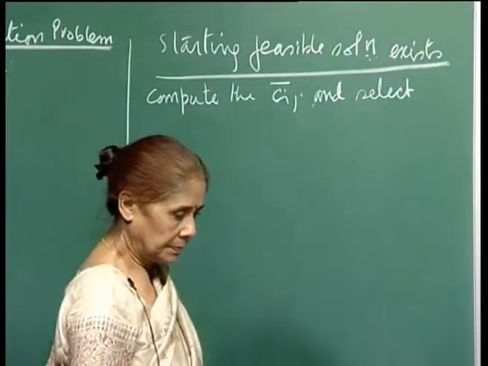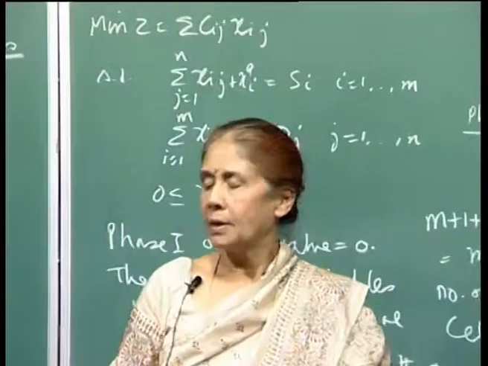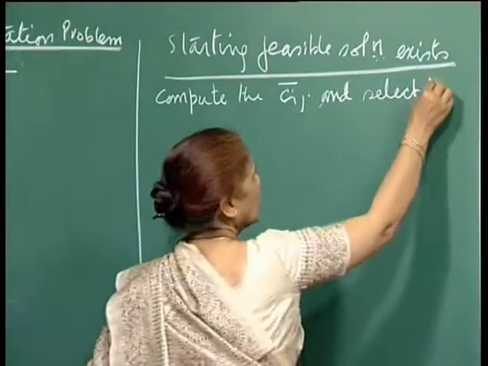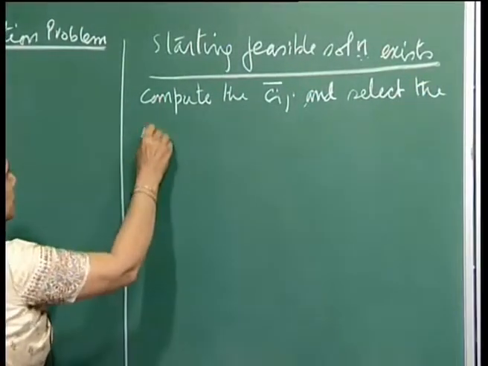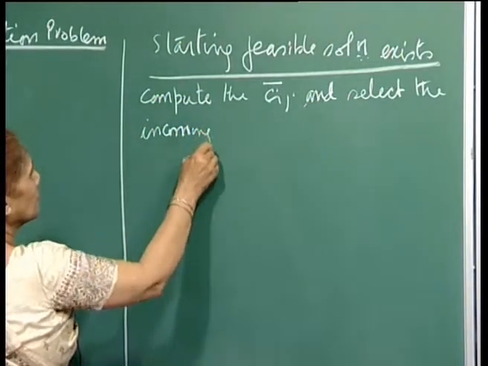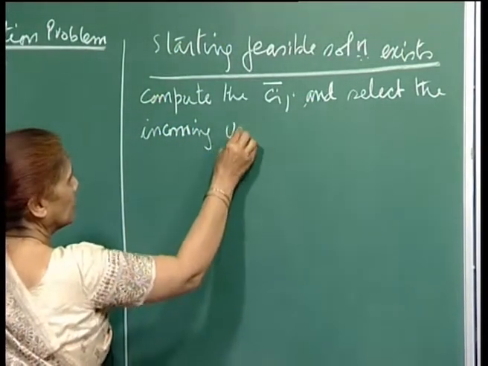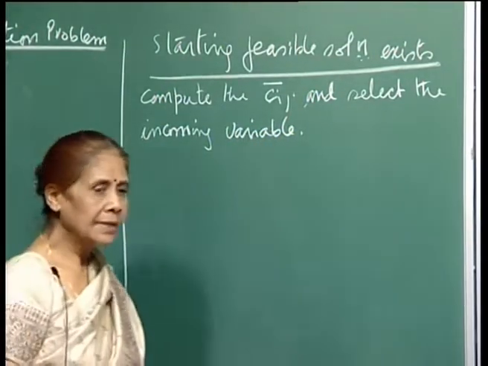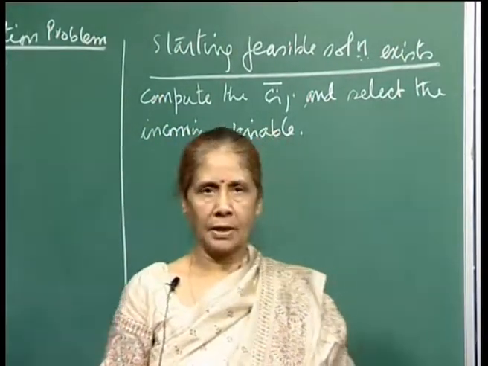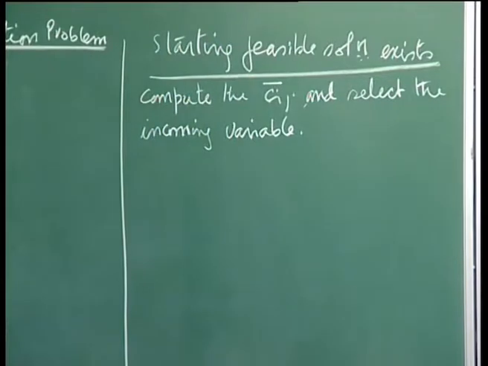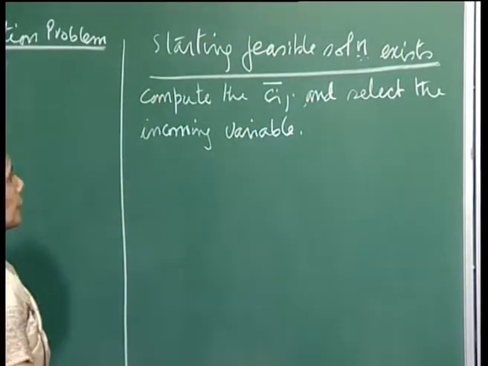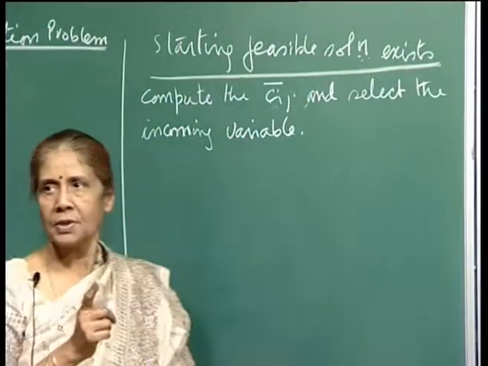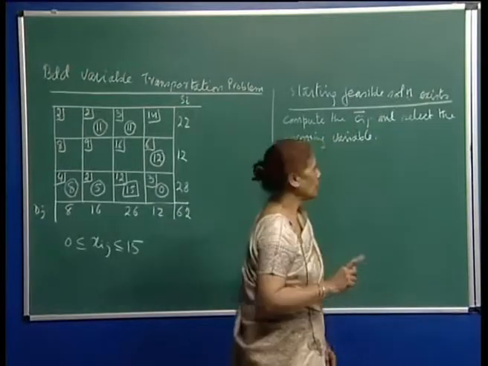See here, there can be two opinions, because what is happening is that you compute the Cij bar and select the incoming variable, okay, fine. So, as Dantzig says, you go for the most negative one, if the optimality criterion is not satisfied. And of course, in this case now you will have to look for either the most negative Cij bar, or a positive Cij bar for a variable at its upper bound, or a non basic variable, right.